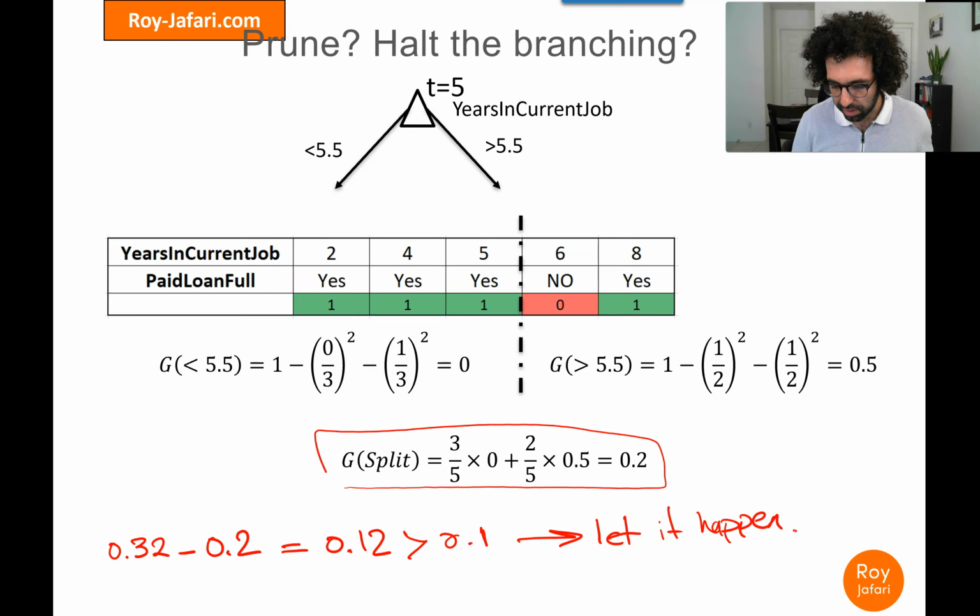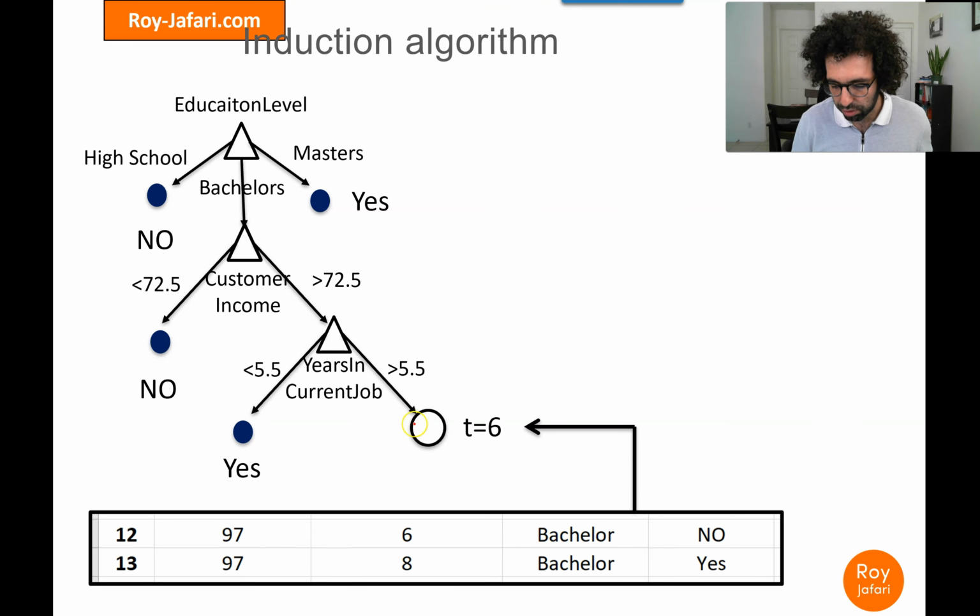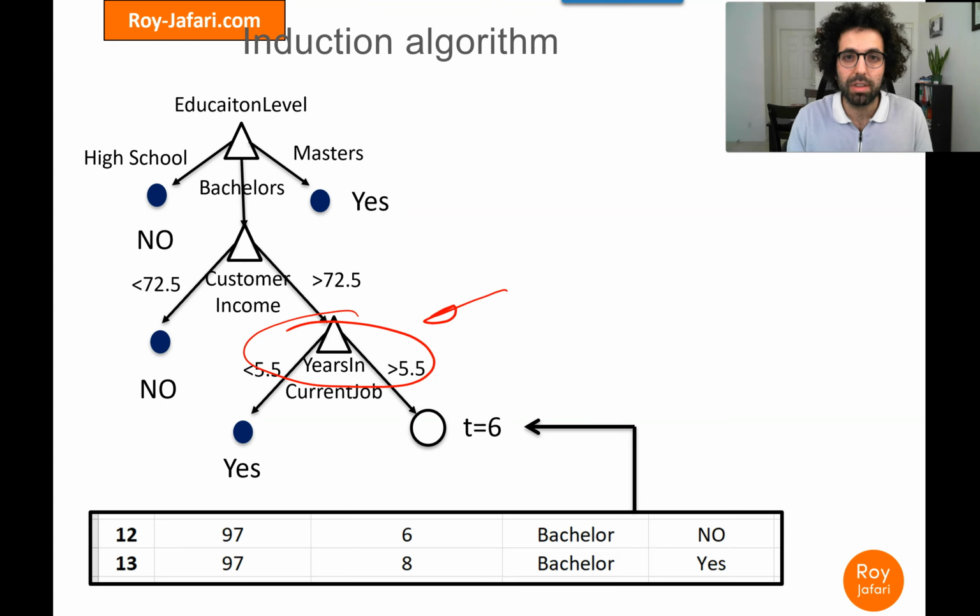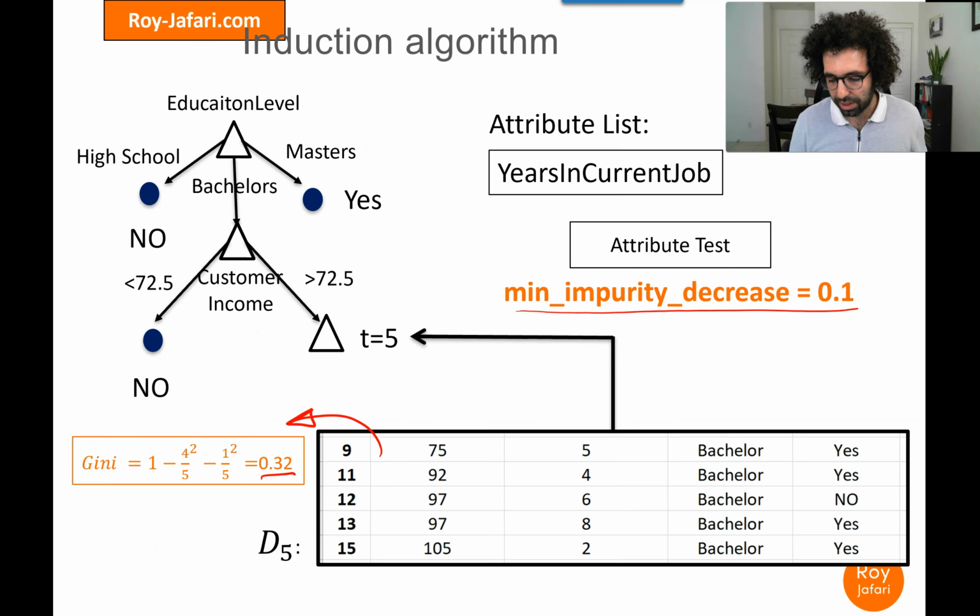Because we let it happen, this becomes another splitting node, and we get to this one, which is pure, and then we have to continue here. That's how we decided to go on. This is not what we did in the previous video. I'm just telling you what would happen if our minimum impurity decrease was this one.